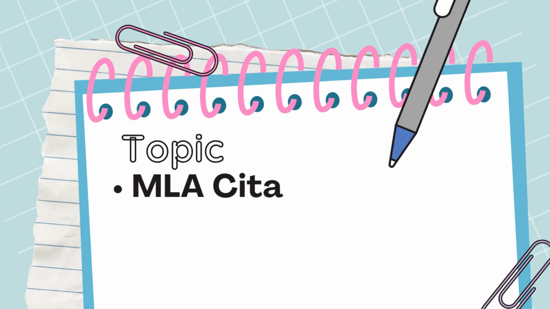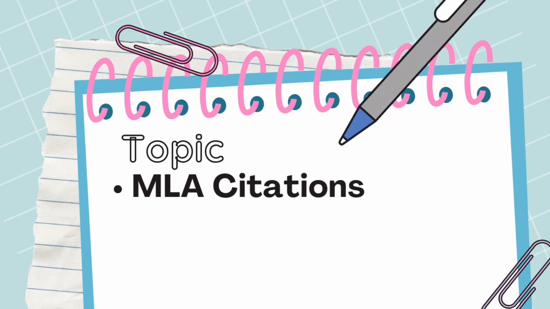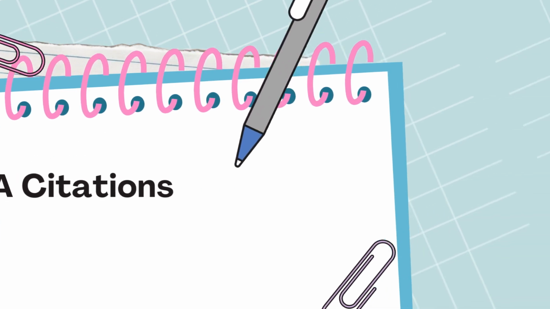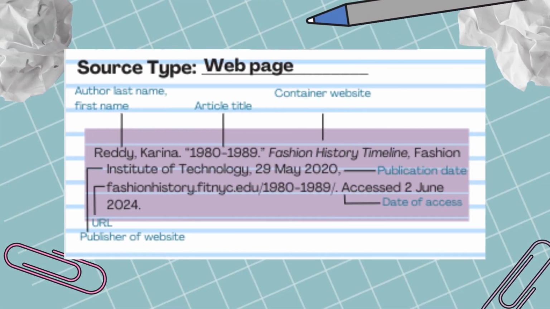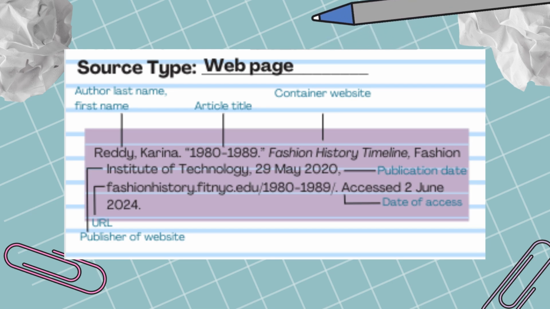A Works Cited page is where you list all the sources you used in your paper. It comes at the end of your essay on a new page and is titled Works Cited, centered at the top. In MLA format, the way you cite your sources differs. For example, a web page citation would be very different from a book citation. So I created a few examples of the most common source types a student may use in their essays.